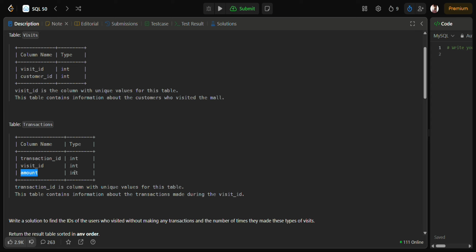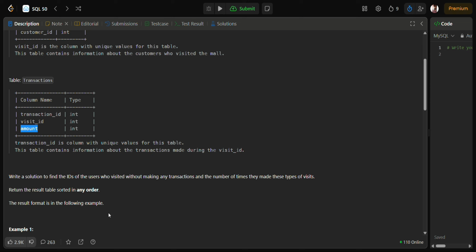Now, as a mall manager, you're interested in identifying customers who visited but didn't spend anything at all. This could help with marketing strategies. For example, you might want to target those customers with special promotions to encourage them to buy something next time.